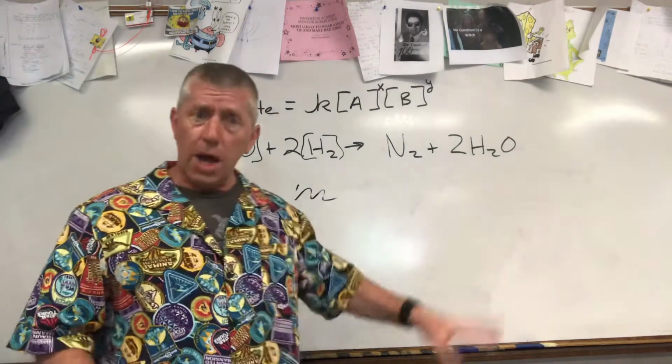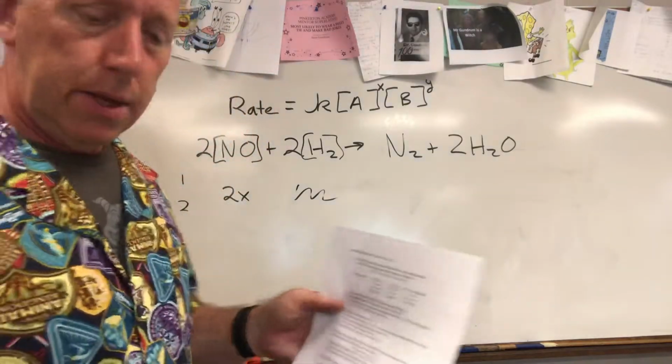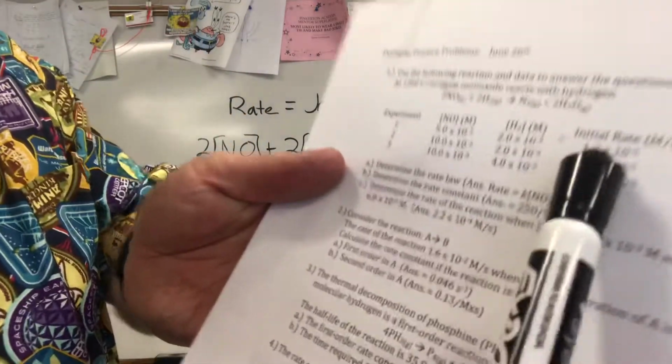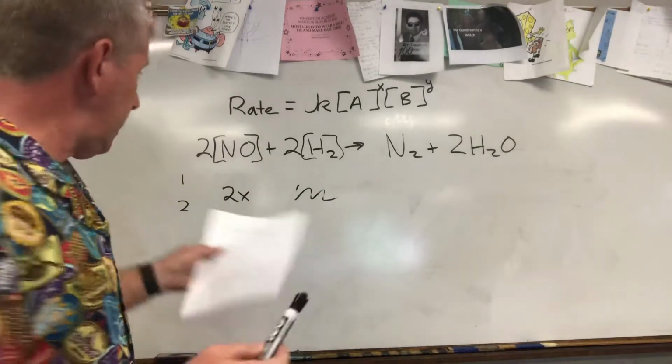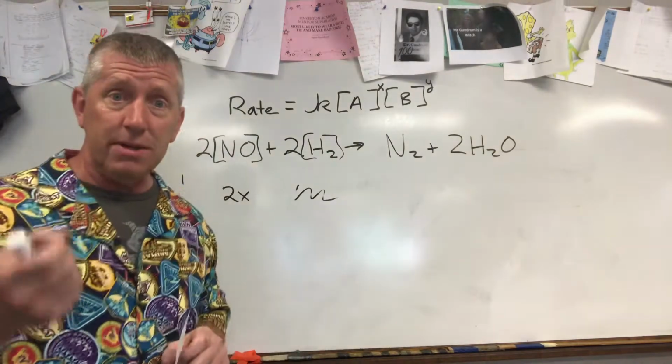Look over in the third column. What happened to the rate of the reaction? That's the third column. What happened to the rate? Okay, the initial rate of the reaction here, look at those numbers. The initial rate in experiment 1 was 1.3 times 10 to the negative 5.